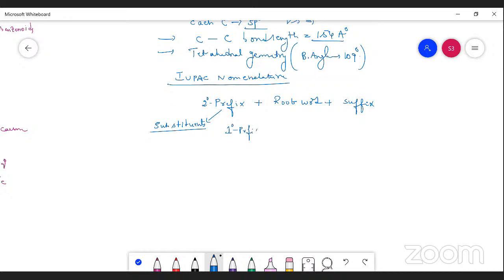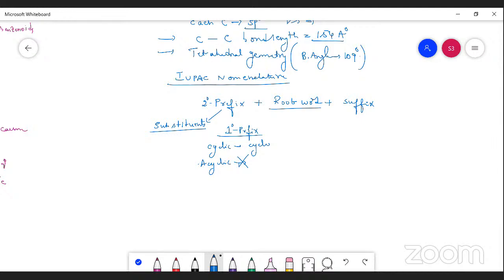So two types of prefixes: primary prefix and secondary prefix. If it is a cyclic compound, we use the primary prefix cyclo. If it is acyclic, we won't use any primary prefix. Here we are discussing alkanes, so there is no need for a primary prefix. We only consider the secondary prefix, the substituents.